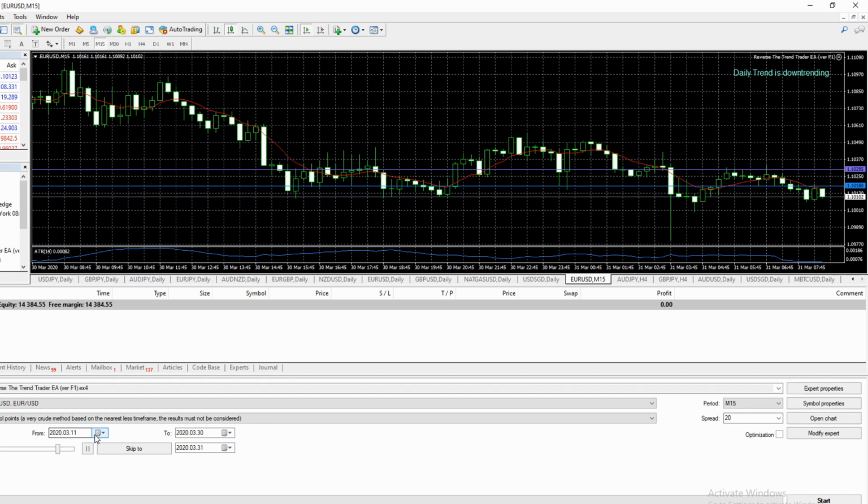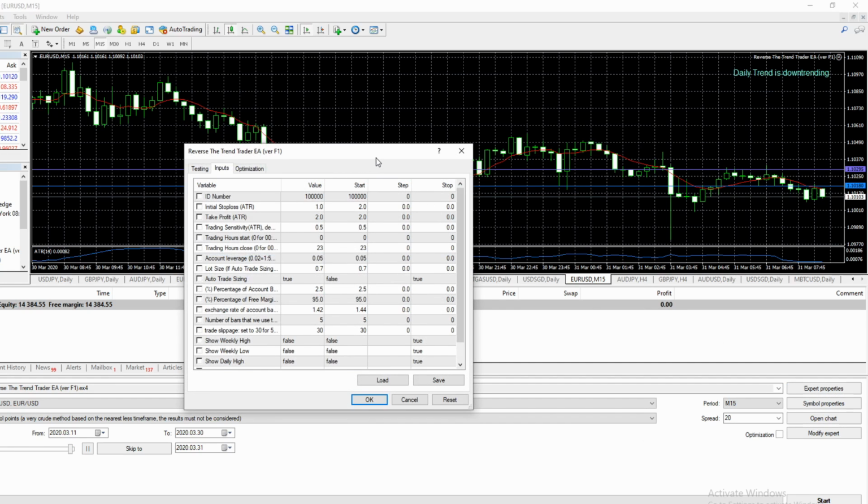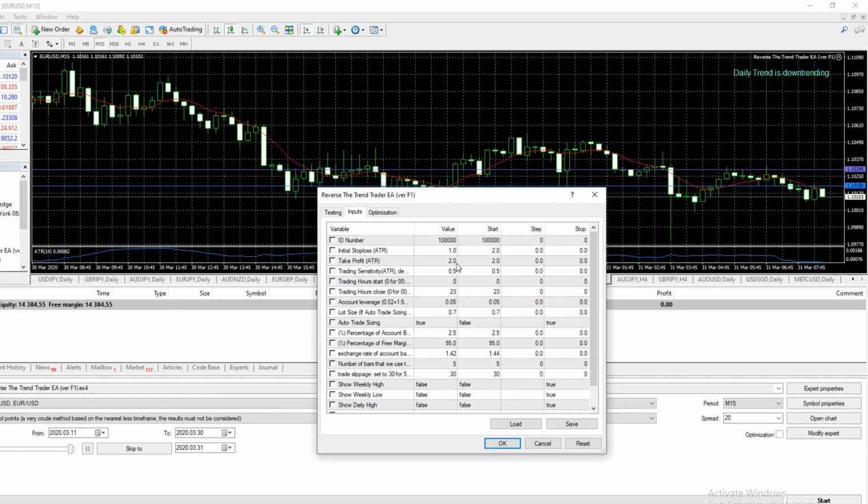For example, let's test from the 11th of March to the 30th of March, which is yesterday, because I'm recording this on the 31st of March in Singapore time. Let's max out the speed and check the settings. For my settings, I try to take profit at 2 times the average true range, or ATR for short, compared to 1 times the average true range as the stop loss. So technically it should be a 2:1 profit to loss ratio.